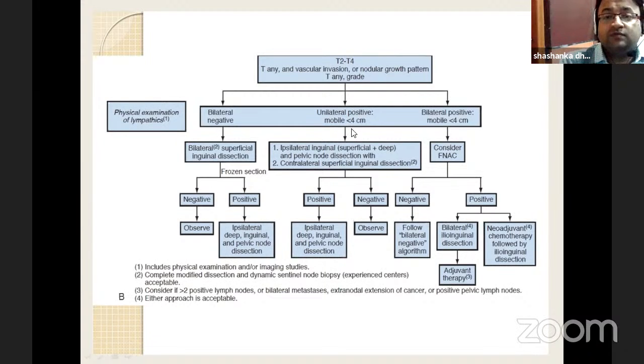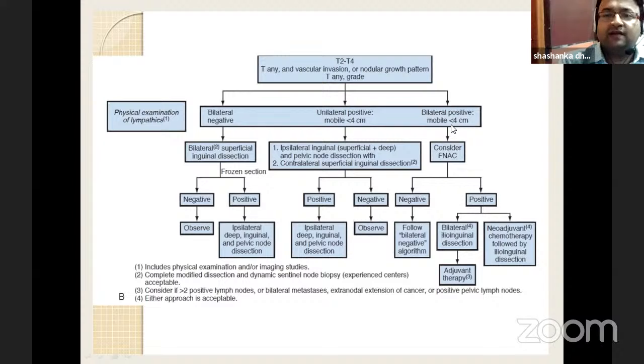For a unilateral positive mobile node, that is less than 4 centimeters, we do an inguinal superficial plus deep and pelvic lymph node dissection on the same side, and a contralateral superficial for the other side. Okay, if any of these is positive, you complete the pelvic lymph node dissection. If it is negative, you observe.